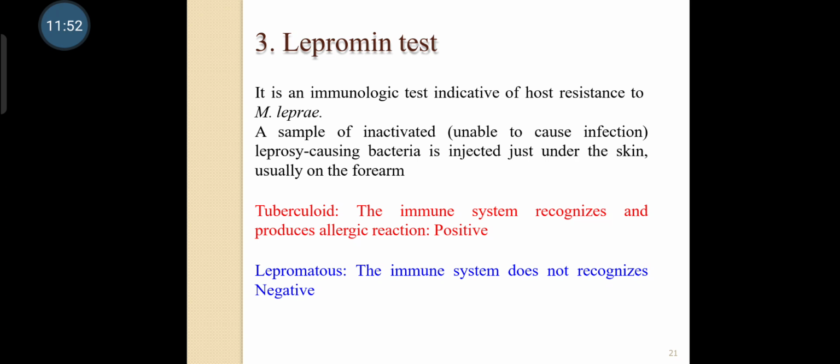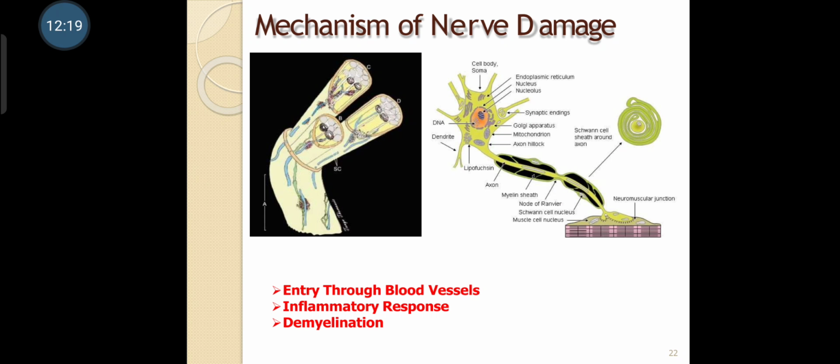But in the lepromatous type of leprosy, the immune system does not recognize this bacteria, that is, the immune system is functioning less, or what we can say is the person becomes immunocompromised. So the lepromine test is found to be negative in lepromatous leprosy, which can be distinguished from tuberculoid leprosy.